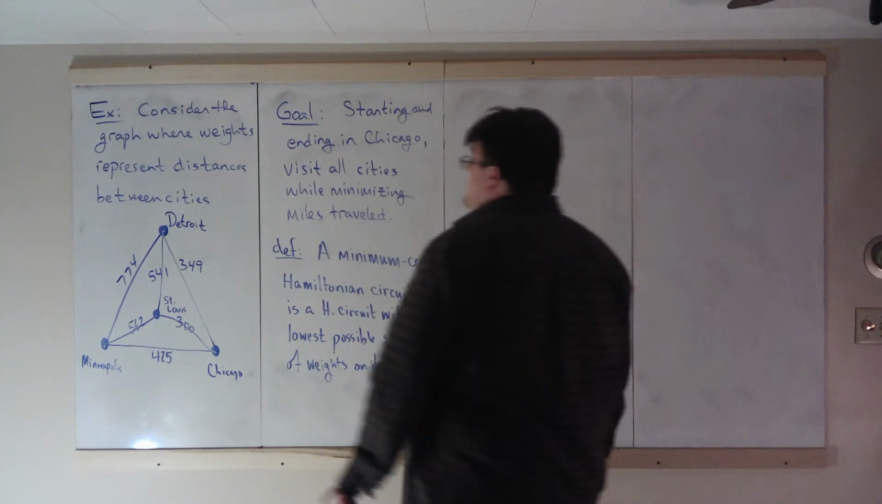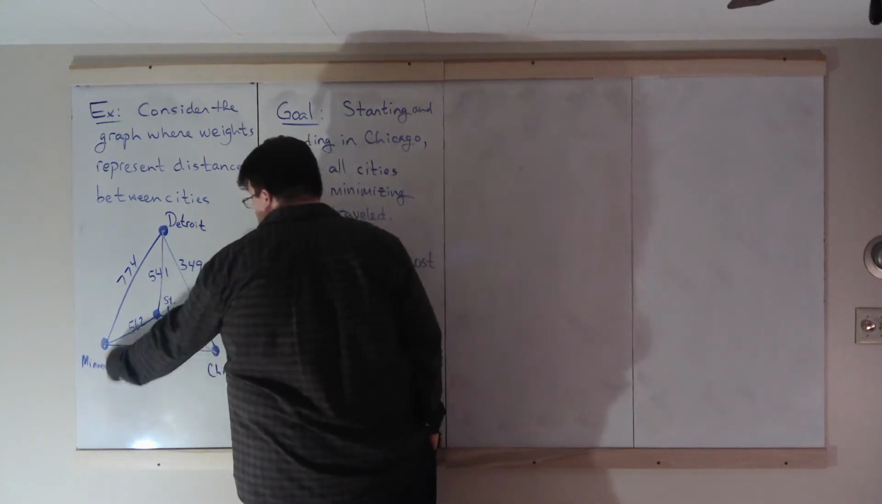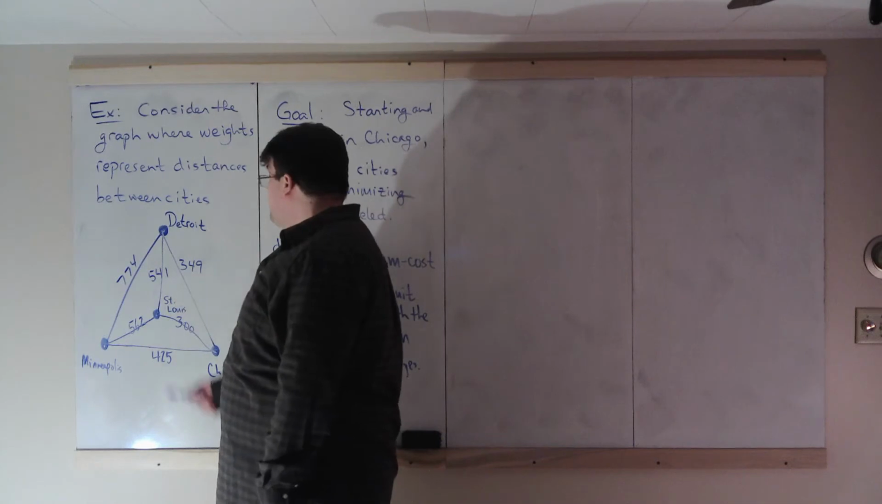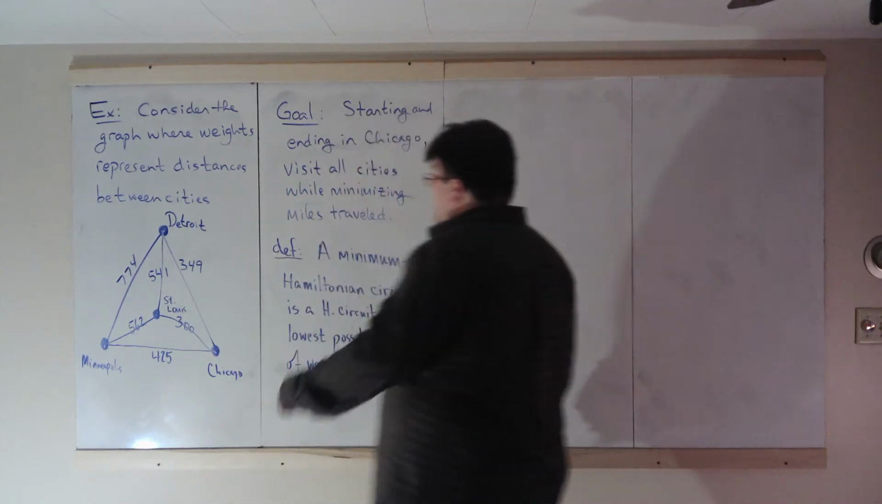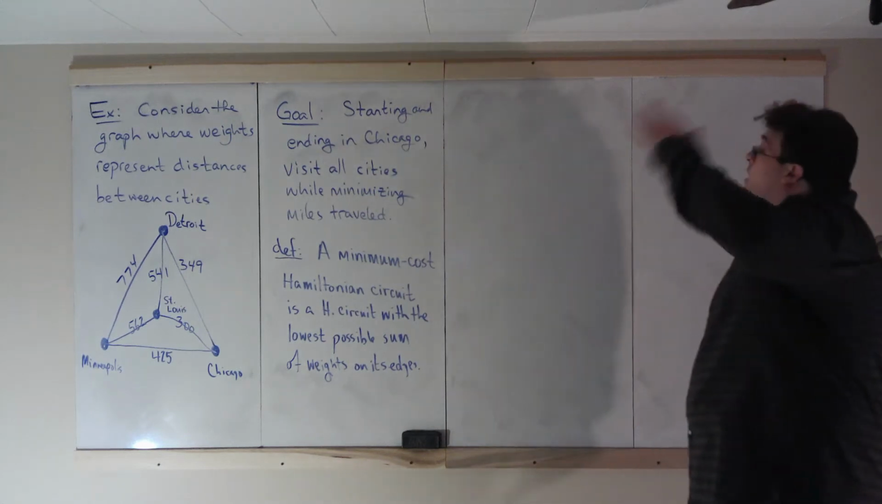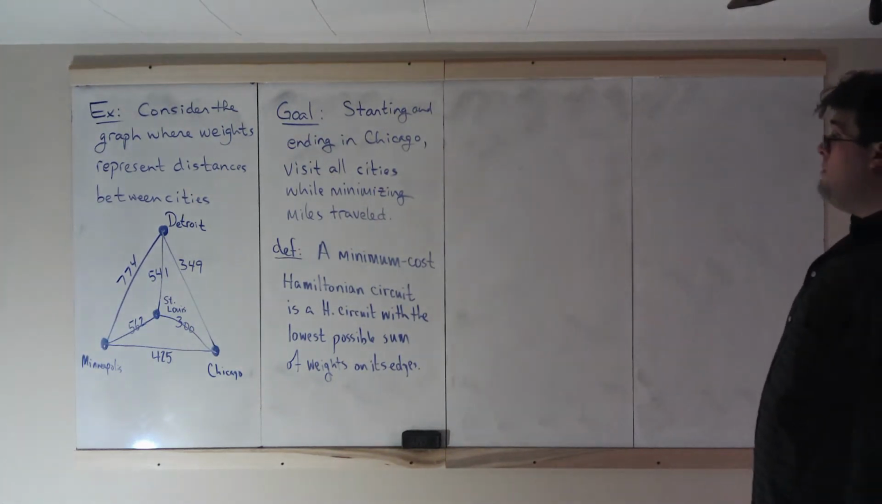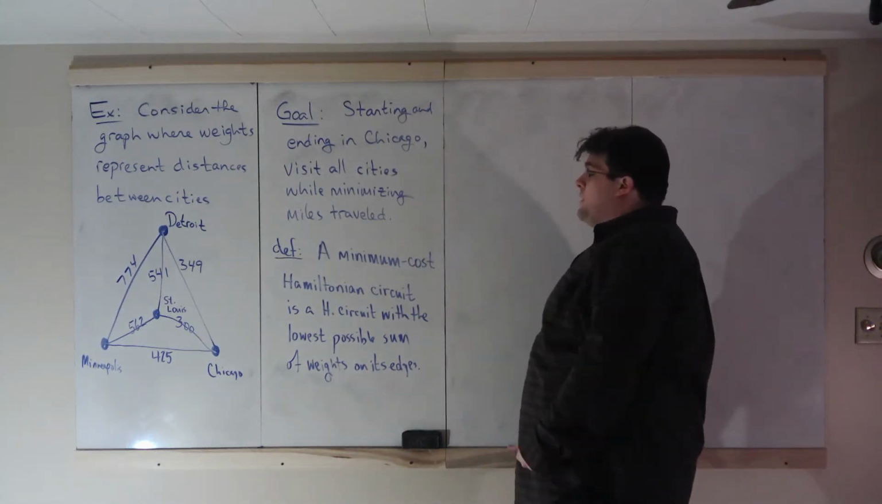So here we have distances between cities: Detroit, Chicago, St. Louis, Minneapolis. And we have 774 miles, 541, 349, 300, 425, and 562 miles. And our goal is going to be starting and ending in Chicago, visit all cities while minimizing distance traveled, miles traveled.